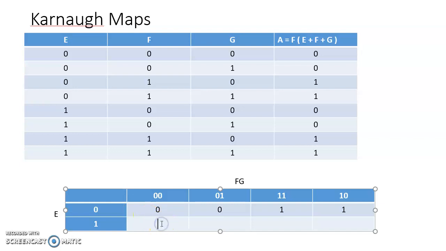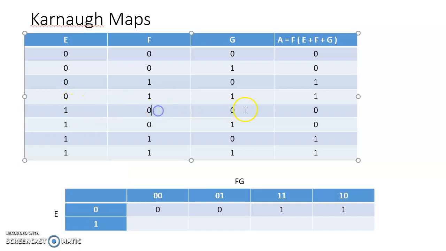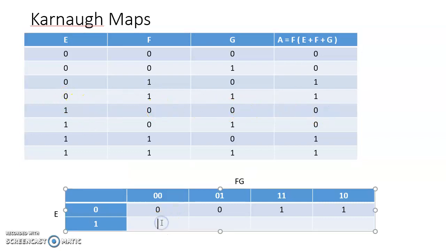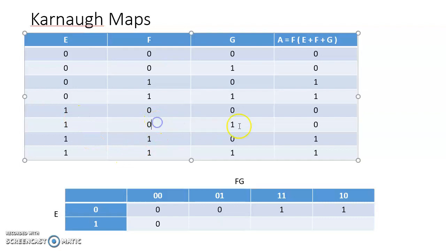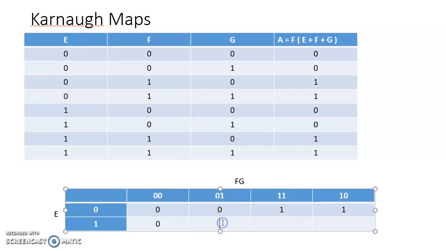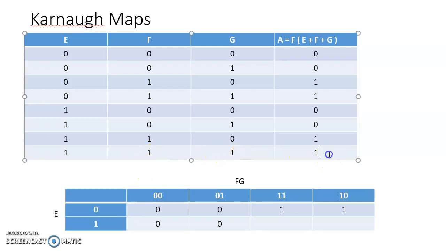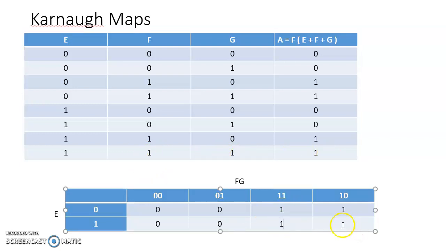Now the next row in the Karnaugh map: E is true, F is false, and G is false. That's this one here. And then this one, E is true, F is false, and G is true. That's this one right here. Now this one, E is true, F and G are both true. That's this row here, the value 1. And then the last one, E is true, F is true, G is false. That's this row right here, and we have the 1.